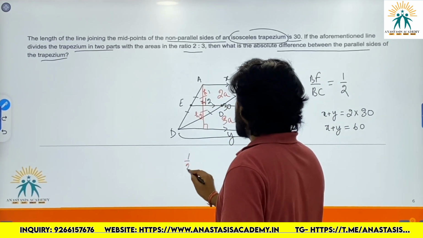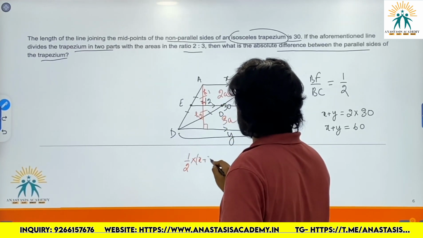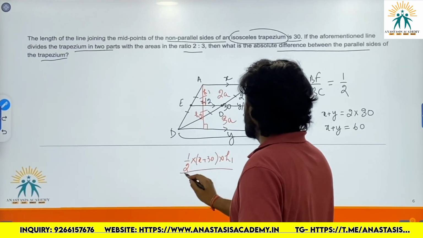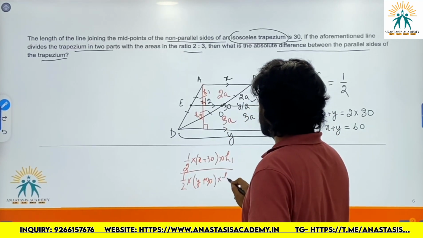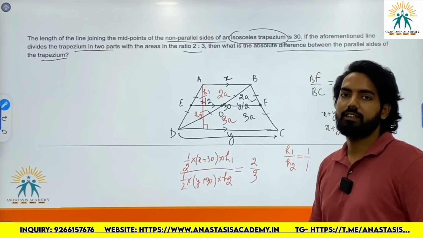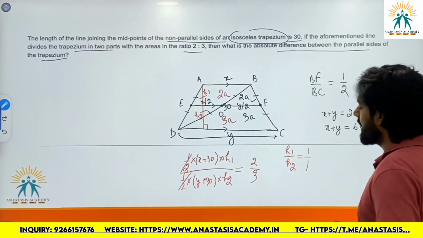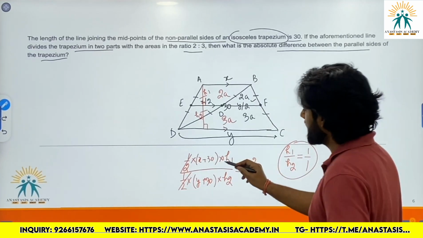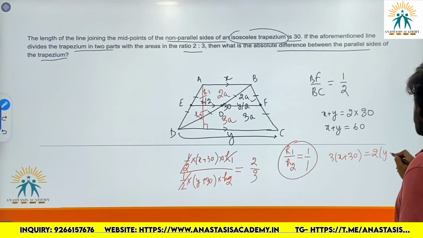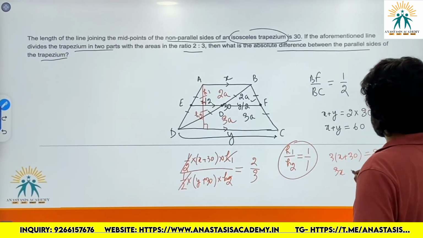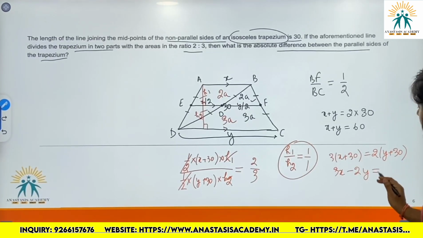Area of trapezium is half times the sum of parallel sides, that is x plus 30, into the distance between them, that is h1, upon half into the sum of parallel sides, that is y plus 30, into the distance between them, that is h2, and it is given as 2:3. Now we can cancel this half. h1 upon h2 we have just established is 1:1, so we can cancel these out, and I get 3 times (x plus 30) is equal to 2 times (y plus 30). So I get 3x minus 2y is equal to 60 minus 90, so it is minus 30. So this is one equation, and this is the second equation. By using these two equations I can get the values of x and y.